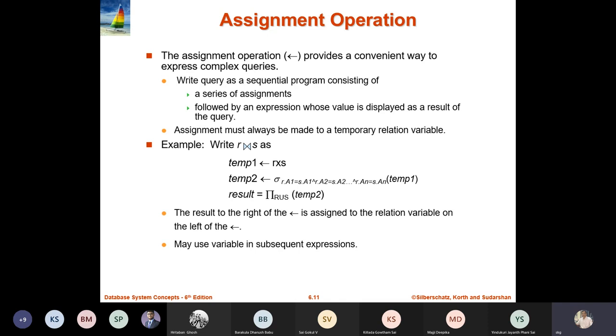So what we say is that we can assign to a temporary relation and then work on that temporary relation. When the queries are complex, this may be helpful to express those things. The result to the right of this back arrow is assigned to the relation variable on the left of the arrow. In this case, temp1 is assigned this value, temp2 is assigned this value, and then finally the result is the union of S, project on that, and the temp2 relation. So we may use the variable in subsequent expressions. That is what we did.